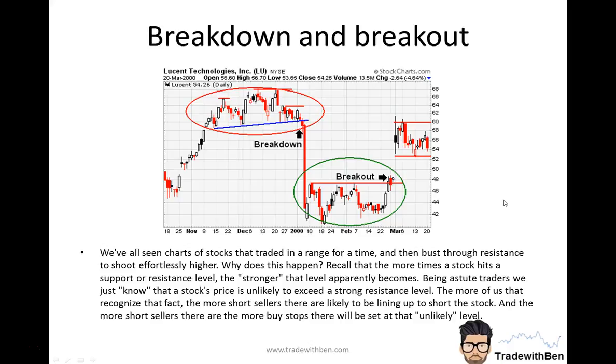So, breakdowns and breakouts. We've all seen charts of stocks that traded in a range for a time and then bust through resistance to shoot effortlessly higher. Why do you think this happens? Well, recall that the more times a stock hits a support or resistance level, the stronger that level apparently becomes. So being astute traders, we just know that a stock price is unlikely to pass a strong resistance level.